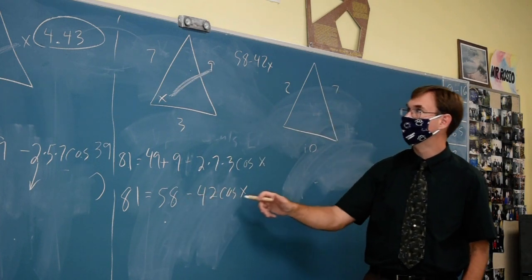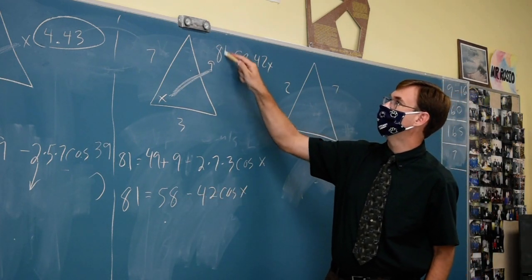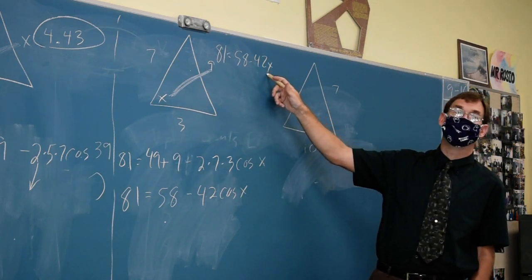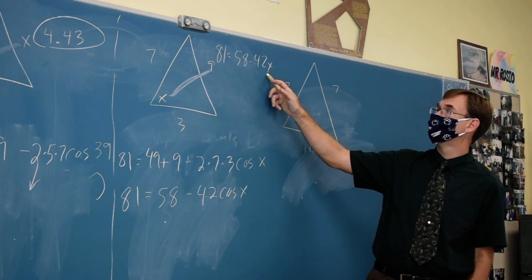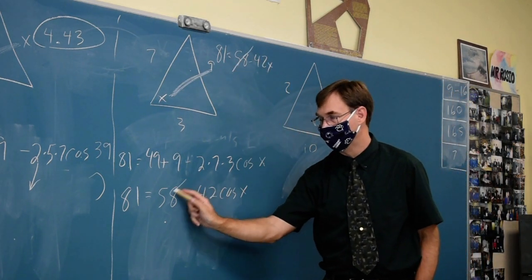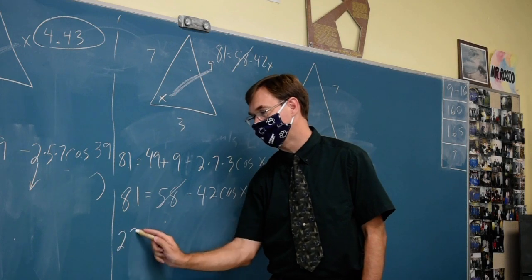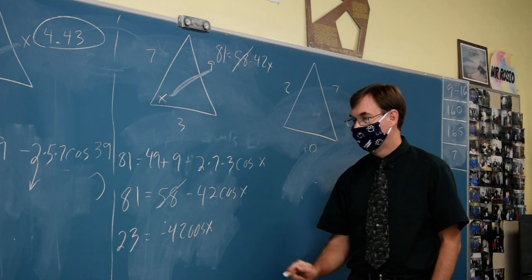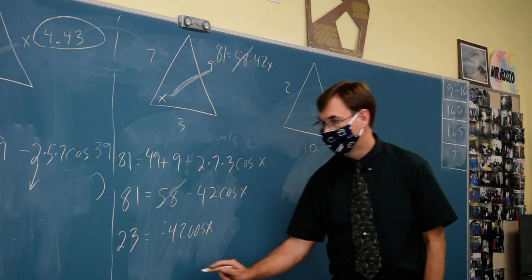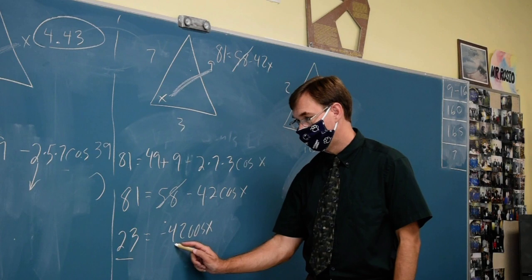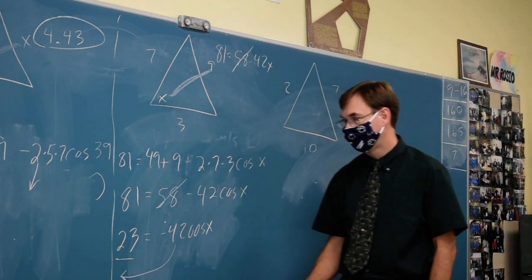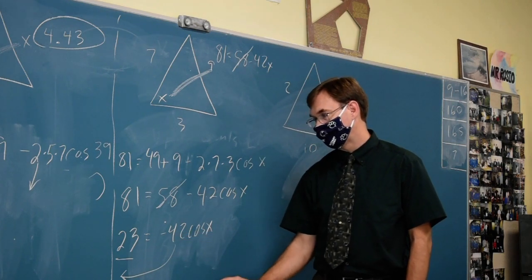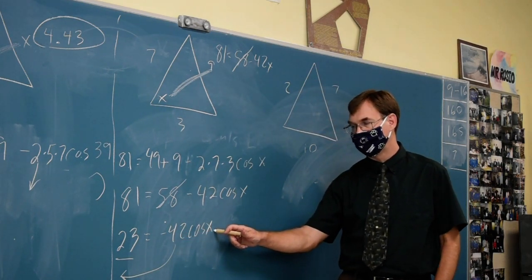You cannot combine those. So what you're thinking about is an Algebra 1 thing like this, what would you do then next? Subtract the 58. That's exactly what we're going to do here, subtract the 58 to get a 23. Then divide not just by 42, negative 42. That fraction would be equal to cosine x.